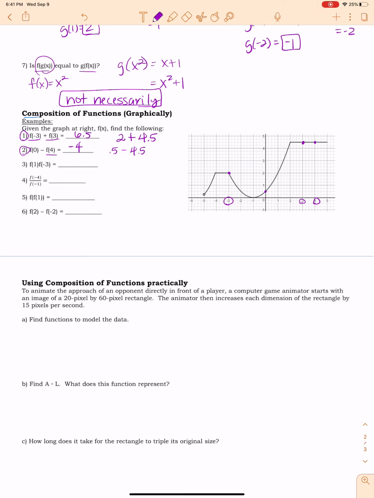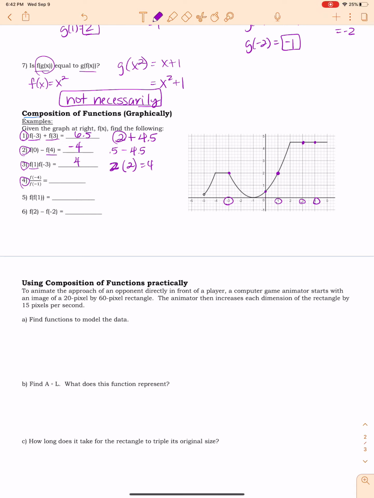All right, so on number 3, I've got f of 1. So here's 1. The y value is 2. And this time I'm multiplying because it's f of 1 times f of negative 3. Well, I already know f of negative 3 from up here. It is also 2. So, oh, that 2 looks like a z, sorry. So when you're multiplying these, you get 4.